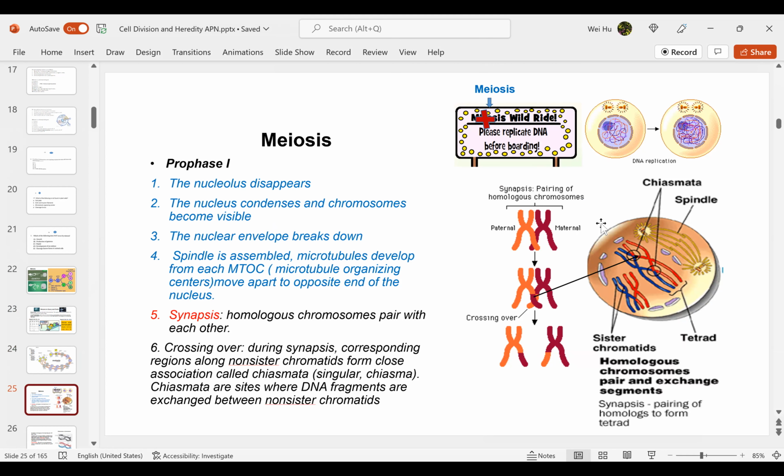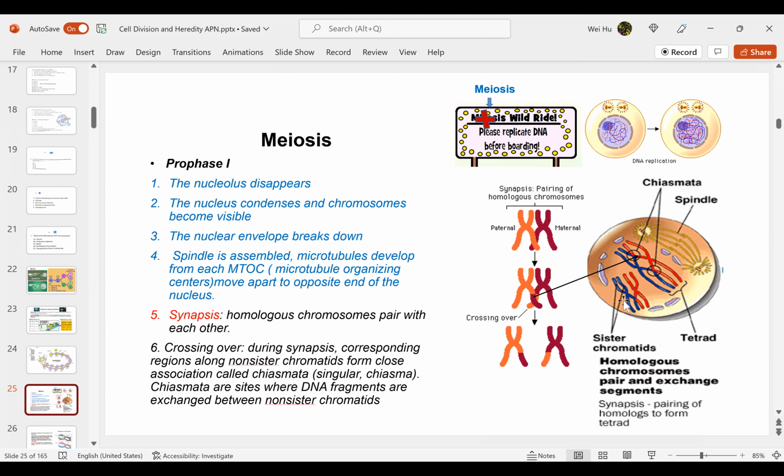So in mitosis, we said you have 3 changes in the nucleus. Number 1, your nucleolus disappears. Number 2, your chromosomes become very condensed. And number 3, your nuclear envelope breaks down. These also happen in meiosis 1, prophase 1. But there is an additional change. You have to pay attention.